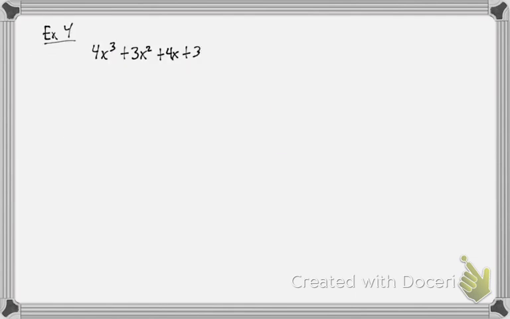Okay, so question number 4. We've got 4x cubed plus 3x squared plus 4x plus 3. I'm going to split the equation into pairs. So the 4x cubed plus 3x squared, and 4x plus 3. And so our first term, 4x cubed plus 3x squared, and our second term, we've got 4x plus 3.